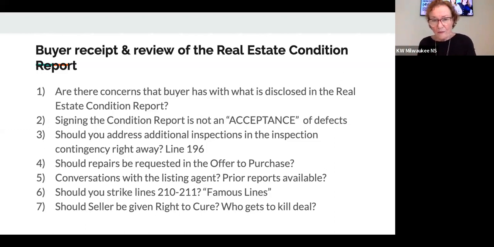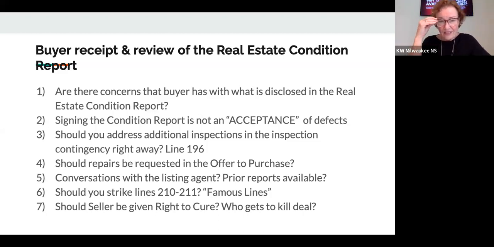Should repairs be requested in the offer to purchase? They can be. You can put under special provisions, you know, seller to repair brick sidewalk leading to the property. I mean, things like that that you are aware of. You can't use it as a defect because you are aware of it at the time of writing the offer, but it doesn't prevent you from asking for repairs.